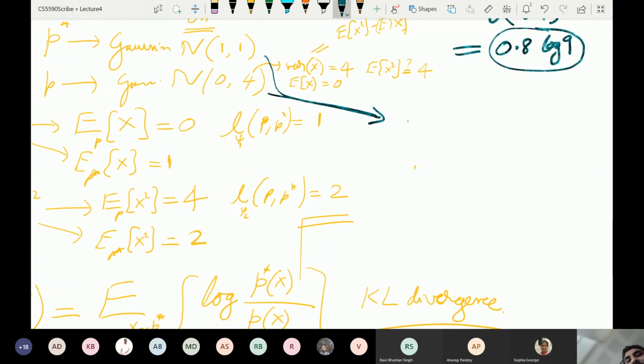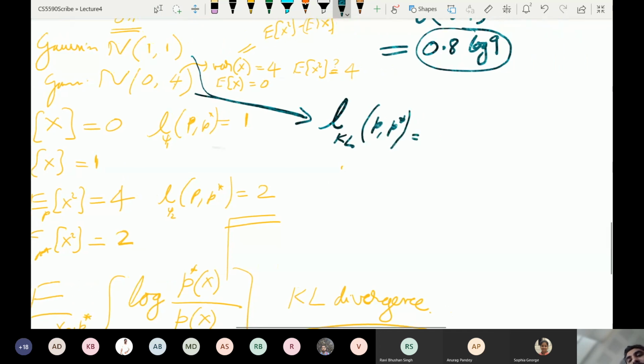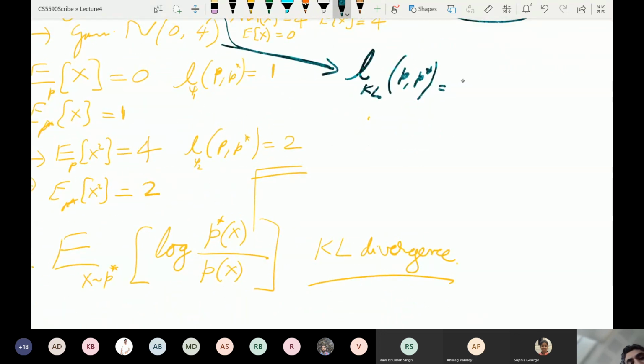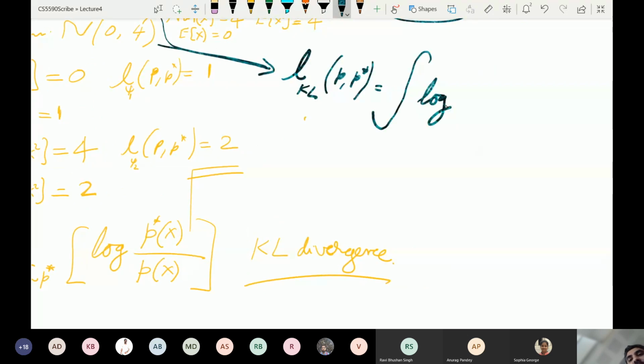So I'm saying let's try to compute the KL divergence loss for this example, the Gaussian example, right? In that case, what is the loss function? Let's just write it down. It will be an expectation, but what kind of random variable is P star? Gaussian, right? So it's continuous. So I have to do an integration of log of the density value at x by the density value at x into p star x dx. This is what I have to compute, right?